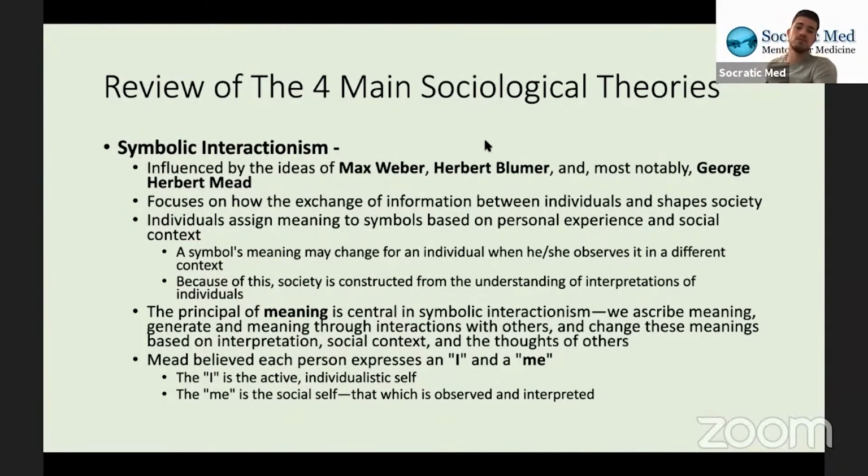Symbolic interactionism is influenced by the ideas of Max Weber, Herbert Blumer, and most notably George Herbert Mead. He's the one whose name is usually tied to symbolic interactionism. The theory focuses on how the exchange of information between individuals shapes society. Individuals assign meaning to symbols based on personal experience and social context. And we actually do this a lot, but we don't realize it. A symbol's meaning may change for an individual when he or she observes it in a different context.